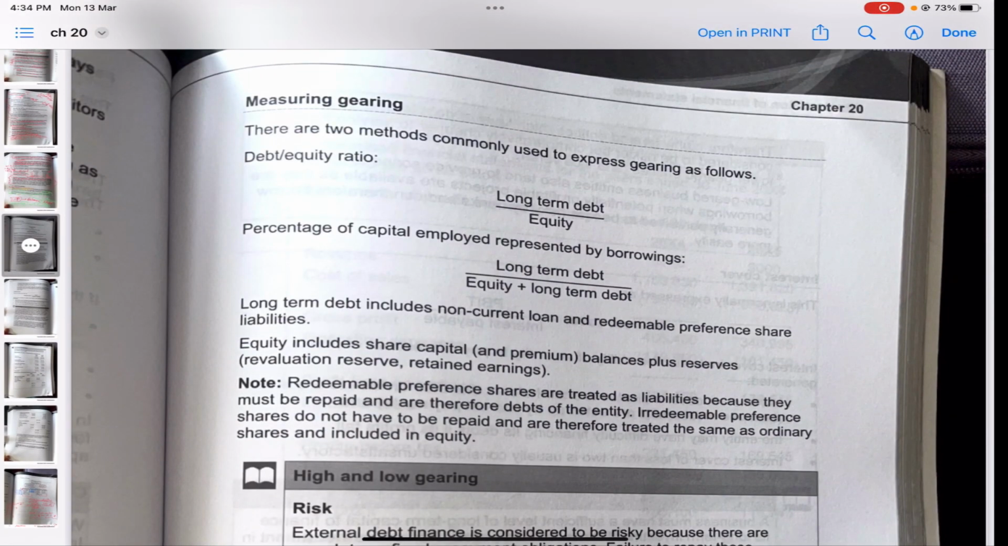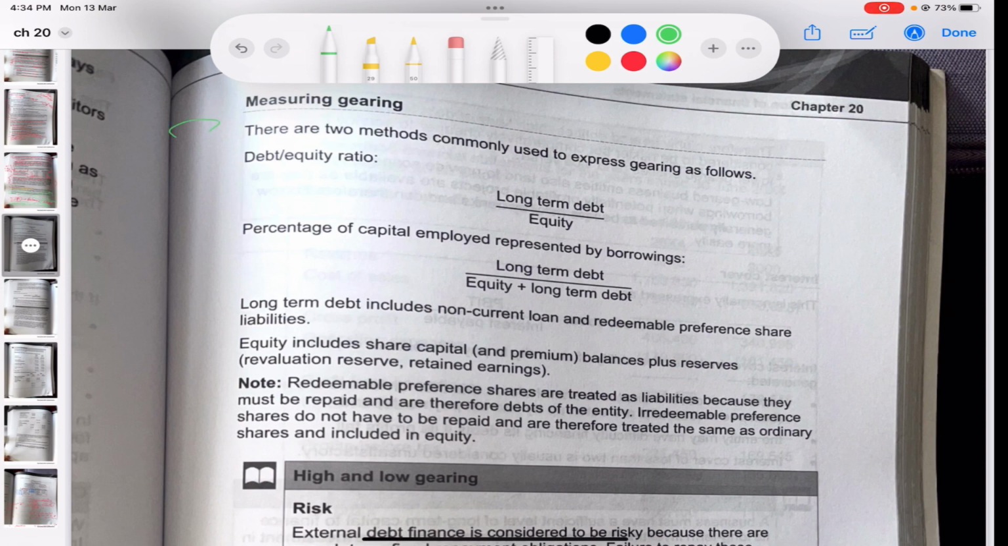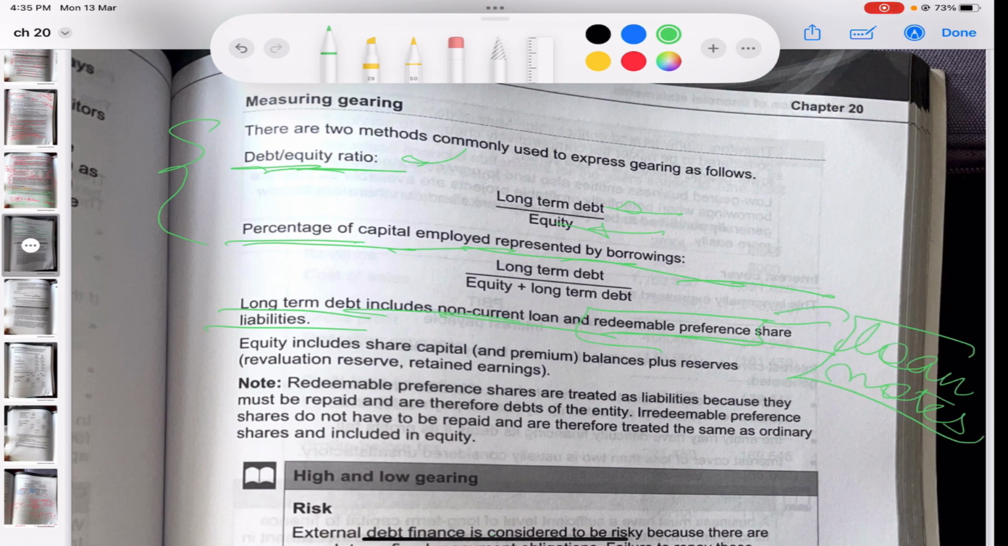Now, there are two ways using which you can find the gearing ratio. Either debt to equity ratio, which is long-term debt upon equity, it is written in the name. Or the percentage of capital employed, which is long-term debt upon equity plus long-term debt. Long-term debt includes non-current loan and redeemable preference share liability. You remember, redeemable preference shares were always treated as loan notes in our previous chapter. So that's why. Equity includes share capital, reserves, retained earnings and revaluation surplus. We know this and we will also be seeing this in the next chapter. Okay.